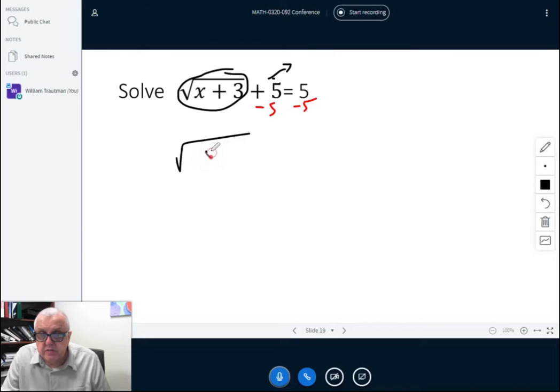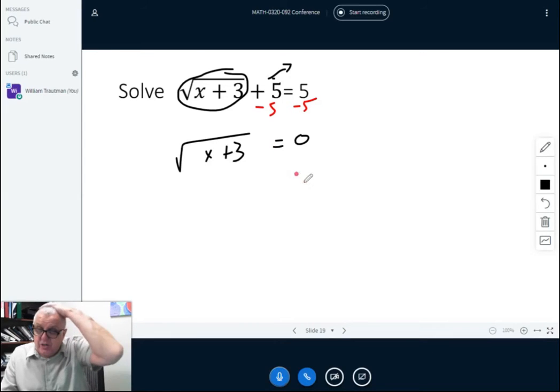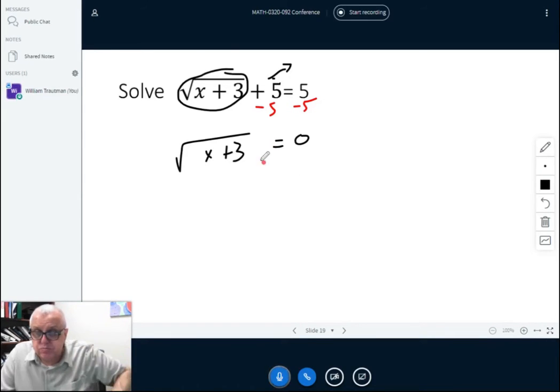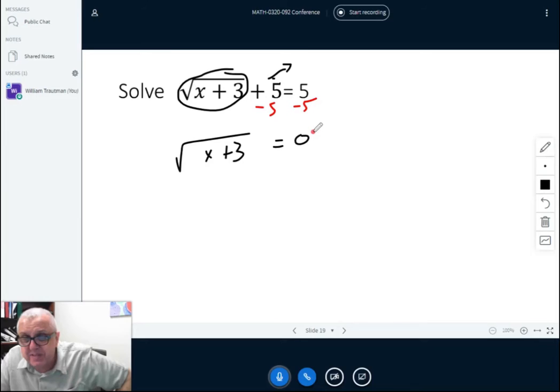And I got the square root of x plus 3 equals 0. So now we've got to figure out what makes a 0. I can see real easily it's negative 3, right? Negative 3 plus 3 is 0. The square root of 0 is 0. But let's mathematically do it.